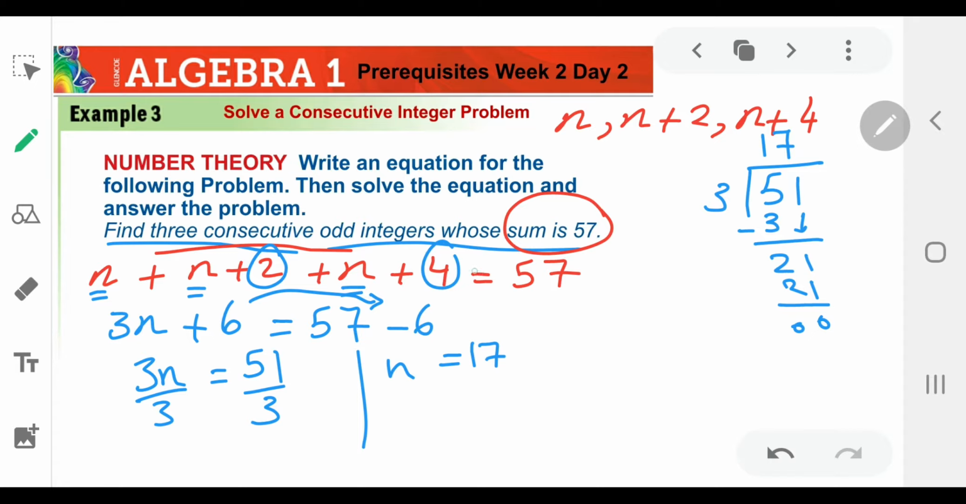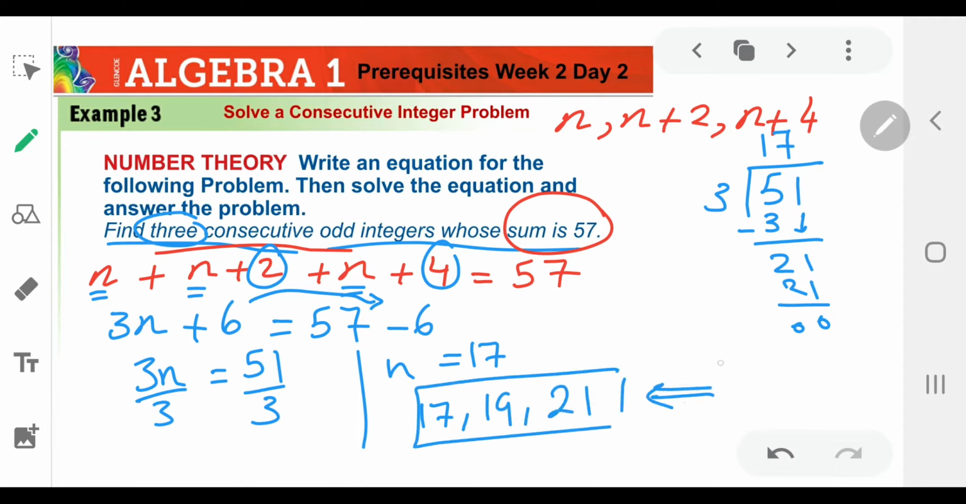He's asking you to find the 3 consecutive, all the 3 numbers. So this is actually the least one of them. N is the least one of the consecutive odd integers. So the 3 numbers would be 17, and then 19, and then 21. Those are the 3 consecutive odd numbers.